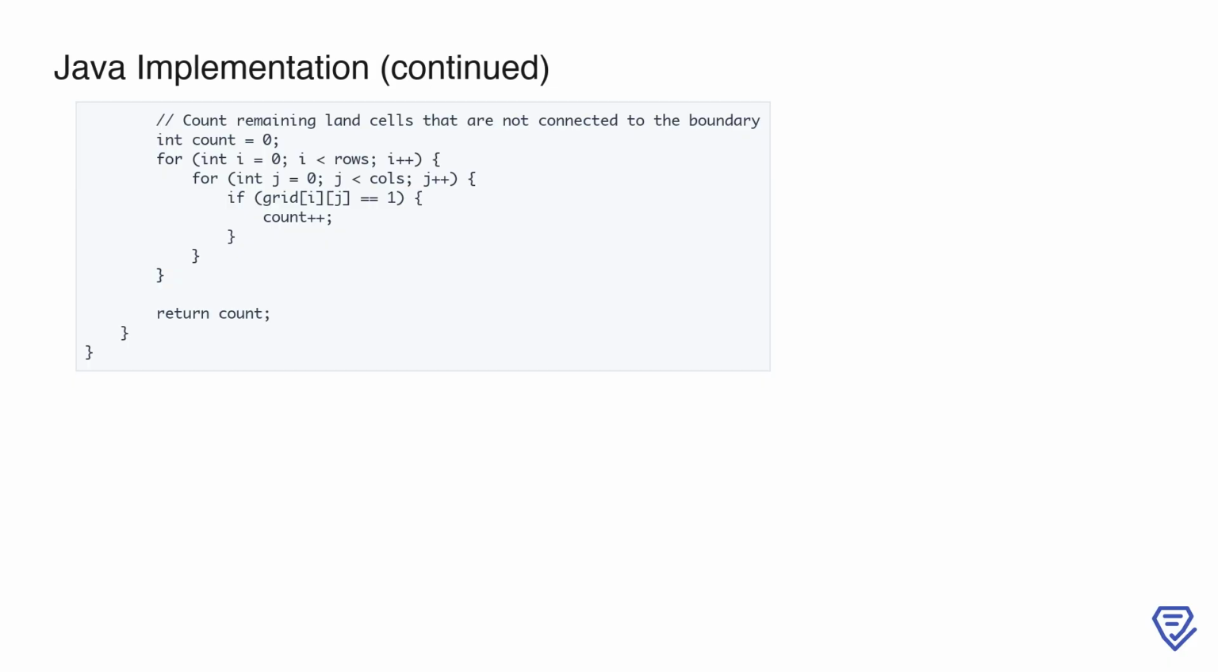After eliminating the boundary-connected land cells, we proceed to count the remaining land cells that are completely enclosed. We initialize a variable count to 0 and iterate through all the cells in the grid. For each cell, if its value is 1, meaning it's a land cell, we increment the count. Finally, we return the count as the result, which represents the number of enclave land cells, those that are not connected to the boundary. This approach effectively uses depth-first search to solve the problem by first removing invalid land cells and then counting the valid ones, ensuring an efficient and clear solution.